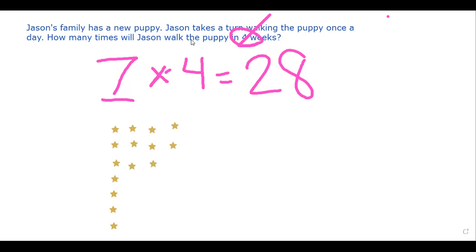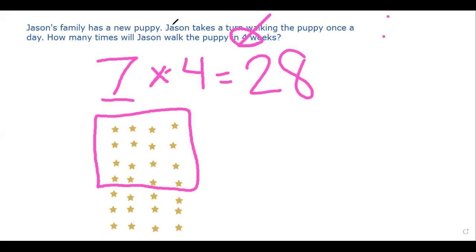I'm going to try to keep my rows as straight as possible. It's not always easy. Okay, so there is my array of 7 rows and 4 in each row. I'm going to break this up into 2 equal groups. And I'm just going to draw a line. Let's do it right here. So here is my top array.